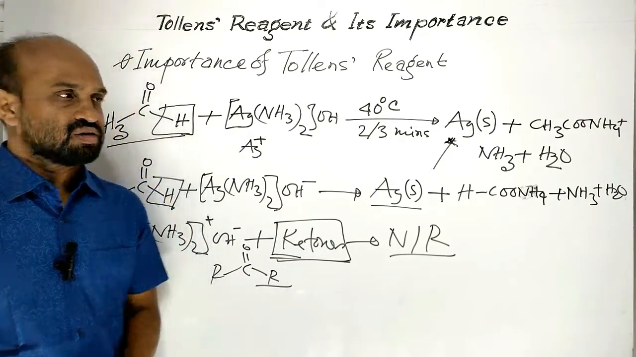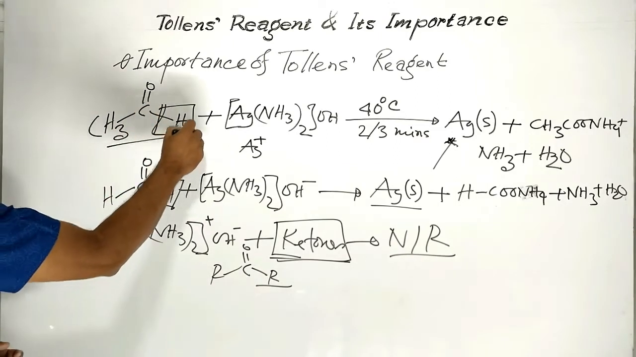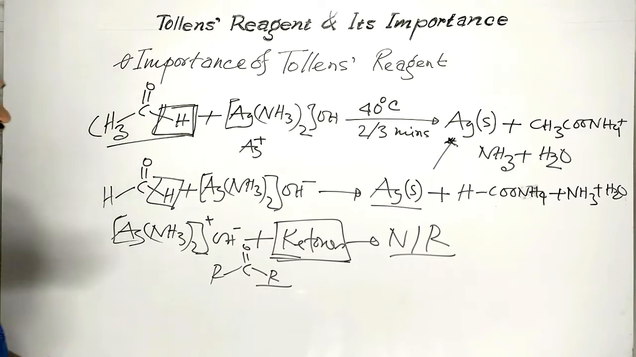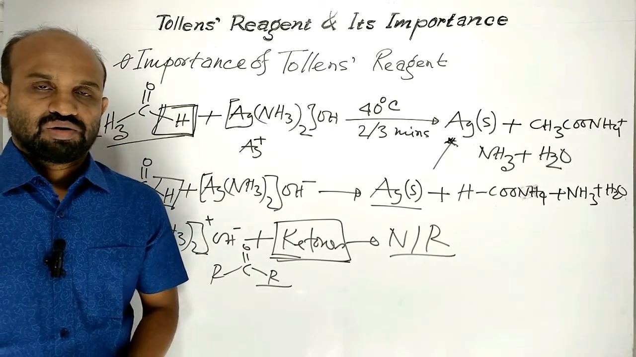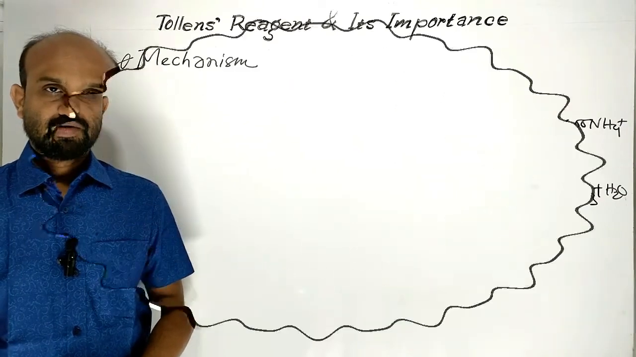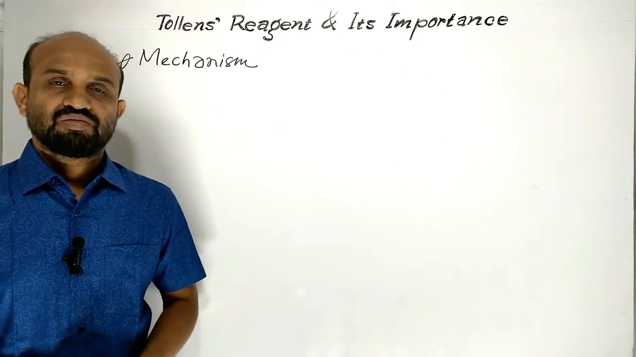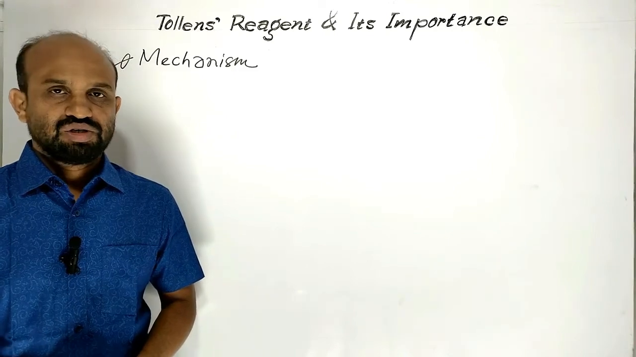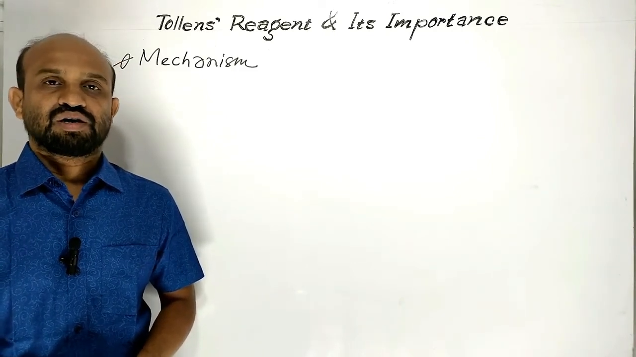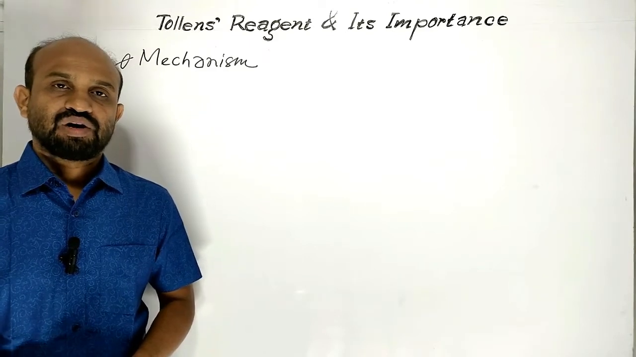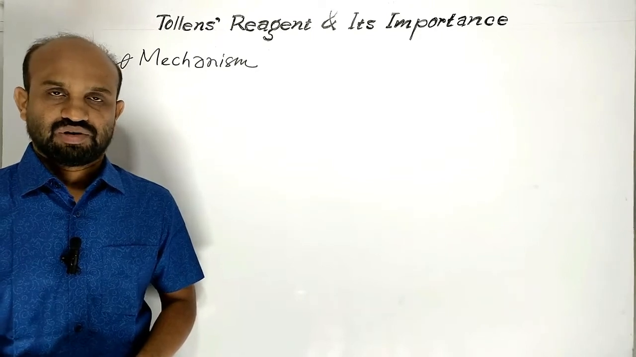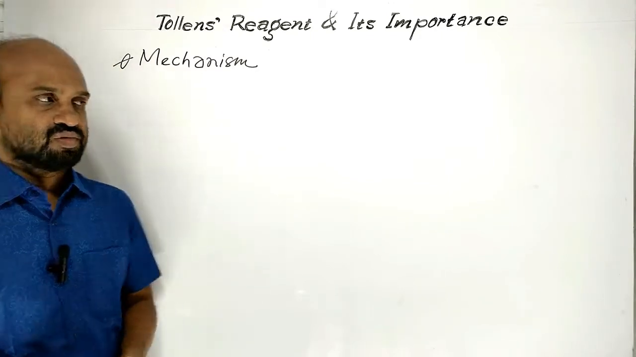Here we learned that the hydrogen atom of aldehydes plays an important role. Let's see the reaction mechanism of Tollens reagent, in which Tollens reagent acts as an oxidizing agent, and at that time the silver ion of Tollens reagent is reduced to metallic silver. Let's see the mechanism.